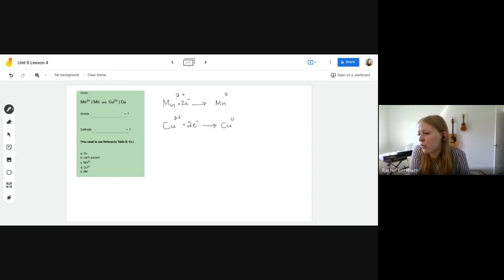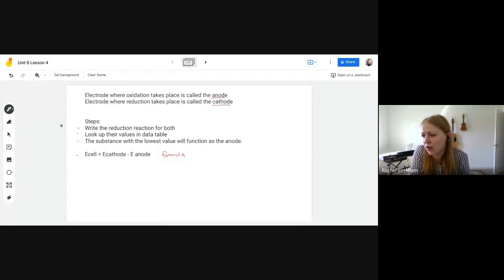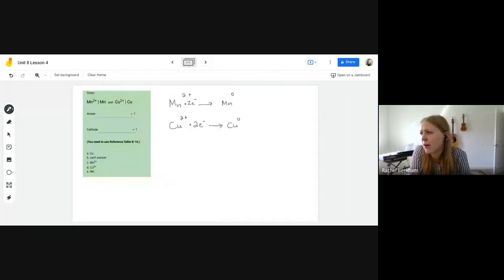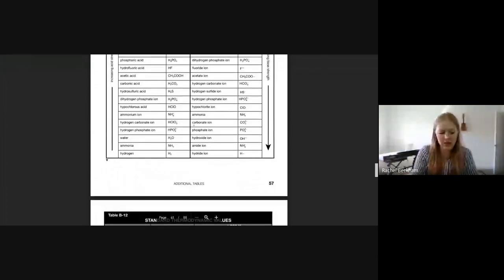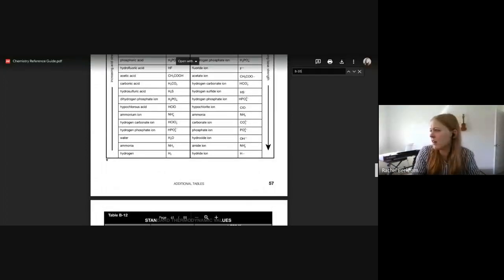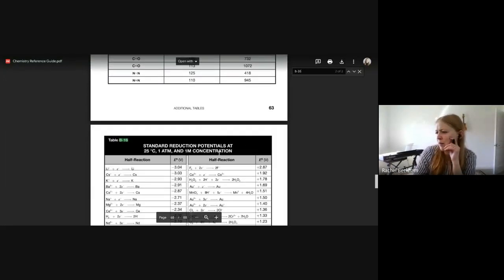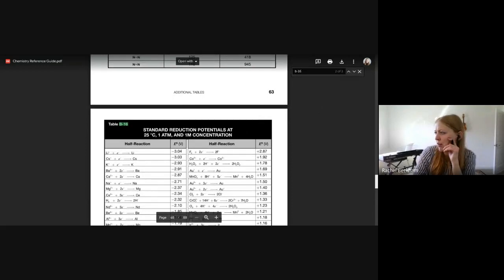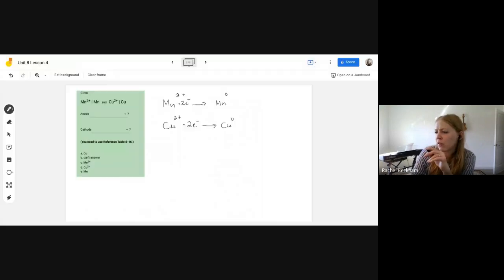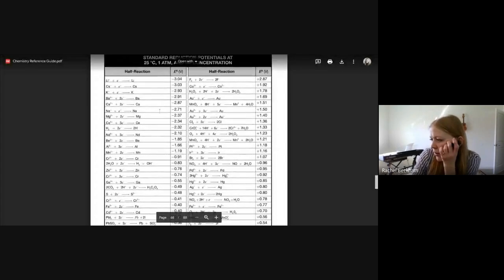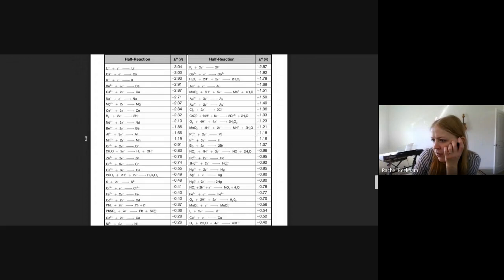So now that we've written the reduction reaction for both, we're going to look them up in our chemistry reference guide. So we are going to go, I think it's table B16. Let me see. Yeah. Okay, table B16, page 64. We're going to find the exact reaction that we wrote down. So again, we're looking for Mn plus 2e. Sometimes these can be hard to find, so I'm going to struggle with you guys here. Okay, here it is right here.